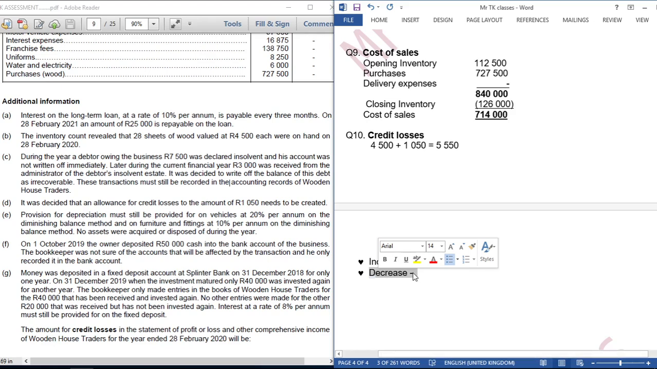So what I've written here, you just have to know that this is about allowance for credit losses. So you'll be adjusting your credit losses using the allowance. This is what you do.